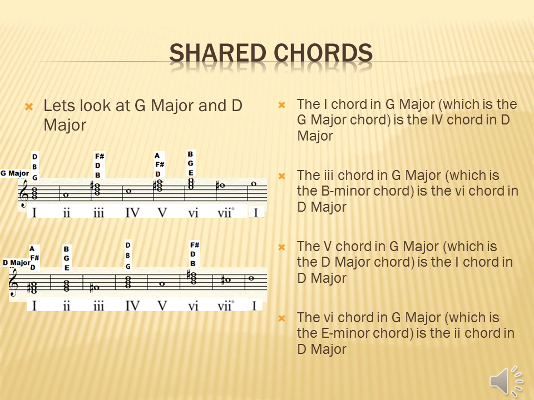The 1 chord in G major, which is the G major chord, is the 4 chord in D major. The 3 chord in G major, which is the B minor chord, is the 6 chord in D major. The 5 chord in G major, which is the D major chord, is the 1 chord in D major. The 6 chord in G major, which is the E minor chord, is the 2 chord in D major.